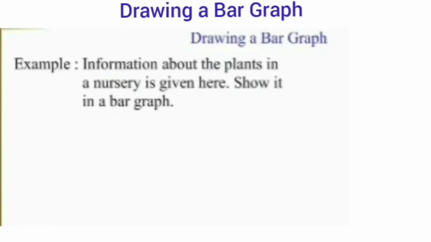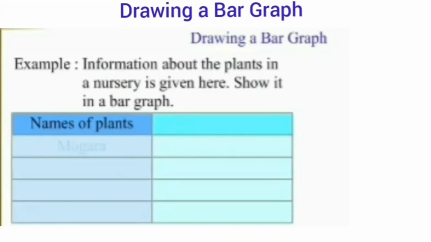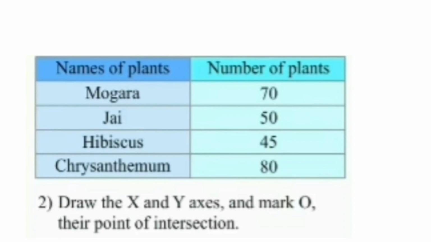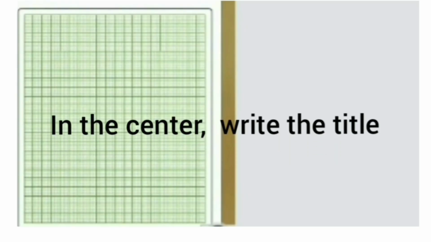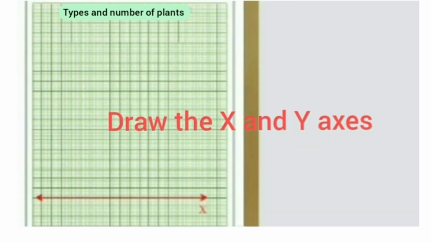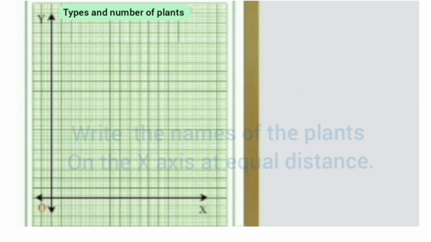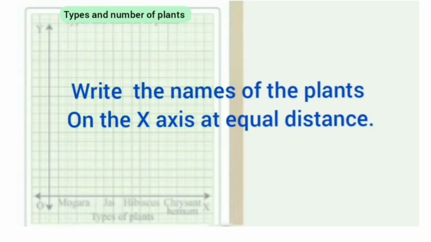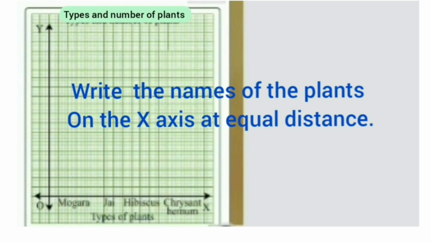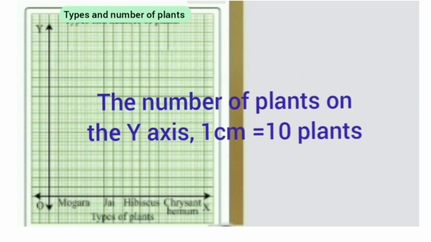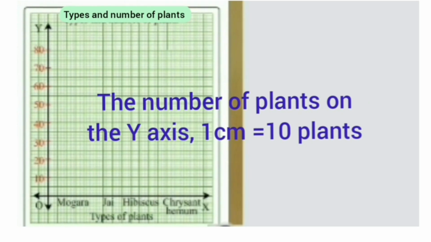Let us now draw another graph with this data. In the center, write the title. Draw the x and y axis. Label them x and y. Write the names of the plants on the x-axis at equal distance. The number of plants on the y-axis, 1 centimeter is equal to 10 plants. Write the scale on the top right corner.